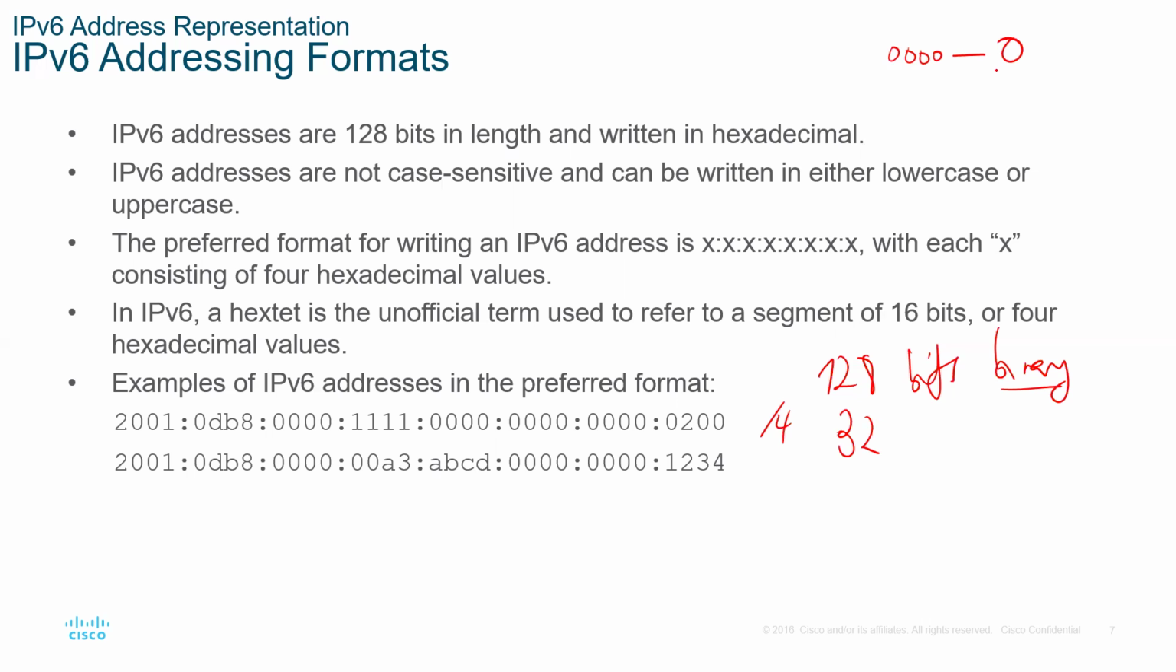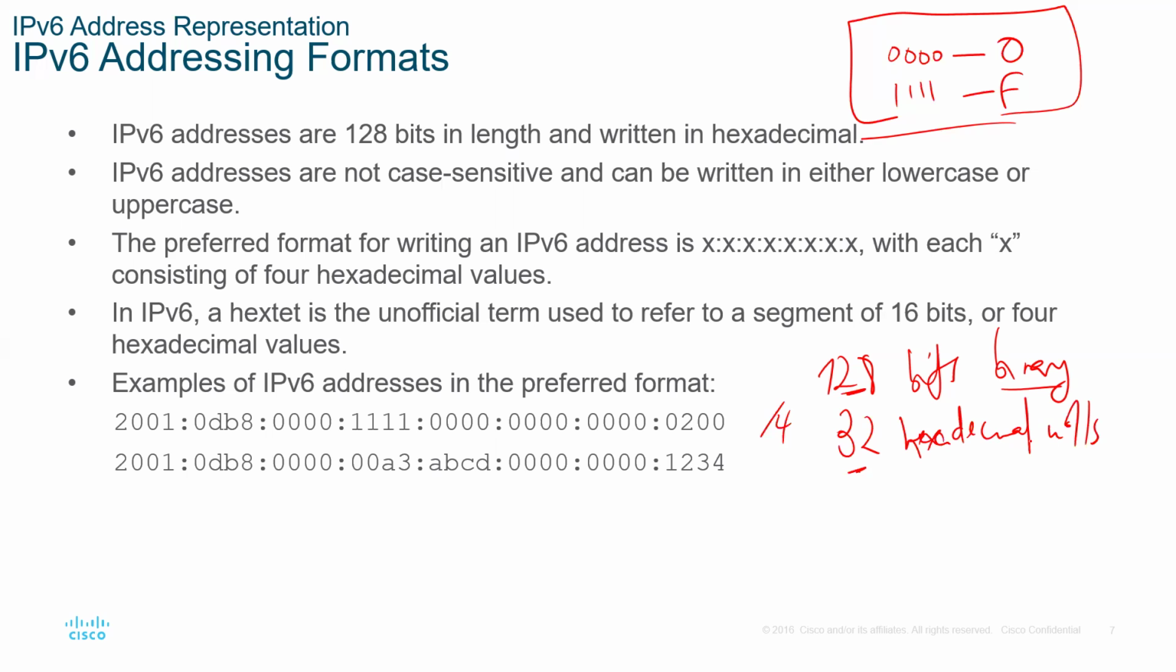4 bits represents one hexadecimal number. Then 1, 1, 1, 1, this is F. 0 up to F. 4 bits represents one hexadecimal number. So with 128 bits, it means we have 32 hexadecimal numbers. I want to break down the representation of the IPv6 address. 32 hexadecimal numbers. Then those 32 hexadecimal numbers are grouped in 4s.